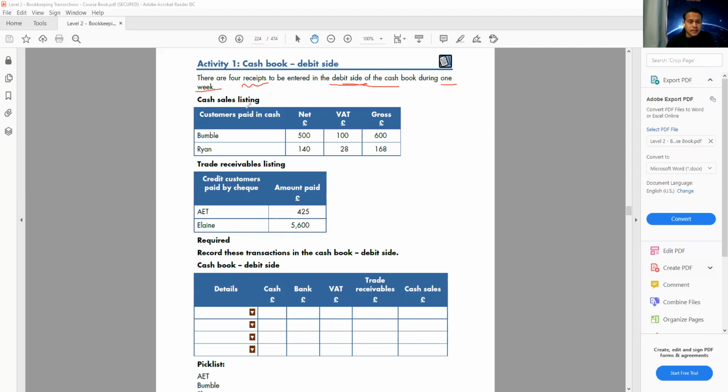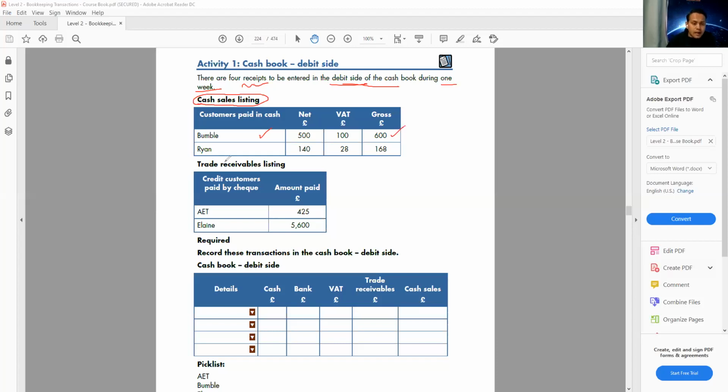Cash sale listing. On the cash sale listing, this is my cash sale. So I make a cash sale and I receive this money. I receive from Bumble a total of £600, and out of the £600, 500 is for the net and 100 for the VAT. For Ryan, I have received 168, and 140 is for the net and 28 for the VAT.